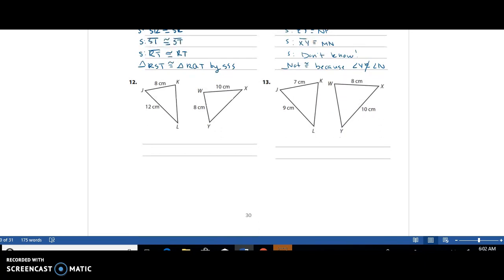Okay, next one. 12 centimeters. I don't have 12 centimeters in the other one. Let's see, all I have is that this is 8 centimeters, this is 8 centimeters, and that's it. So, not congruent. Or we don't know if they're congruent because we don't know the other sides. Okay?